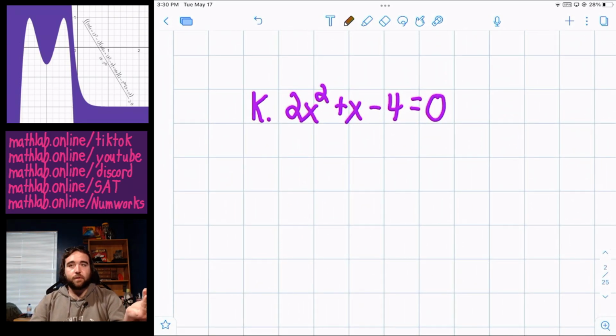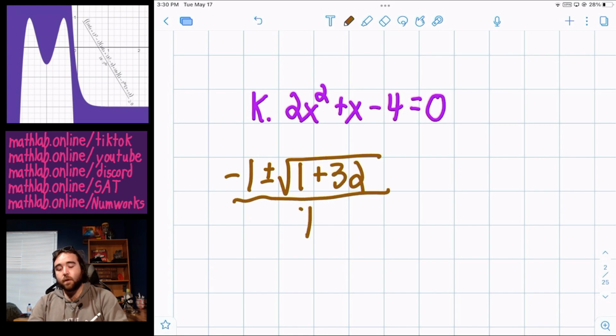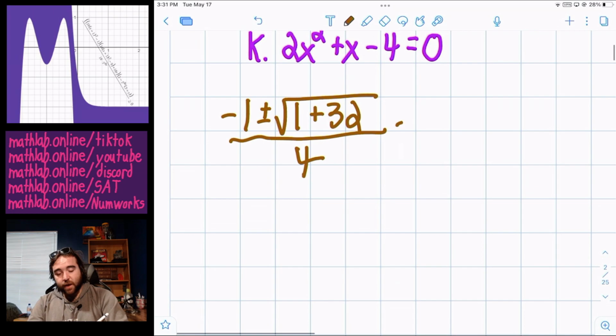So we want to factor, but we can't. So quadratic formula. -1 plus or minus the square root of 1 plus 2 times 4 times 4, 32 over 4. So that's -1 plus or minus root 33 over 4.